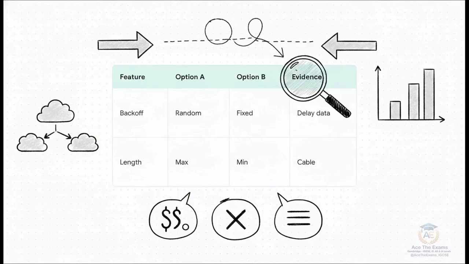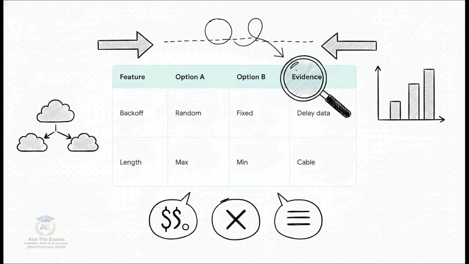Now, when you are asked to evaluate or compare two different network solutions, you must use a structured comparative analysis. This requires you to identify both similarities and differences, and you absolutely must use comparative connectives like whereas, conversely, on the other hand, or similarly. But here's the real kicker, the thing most students forget.